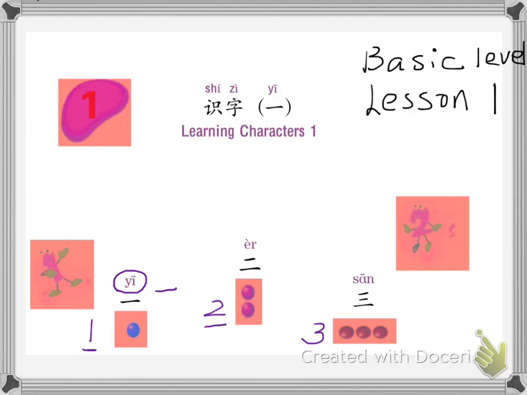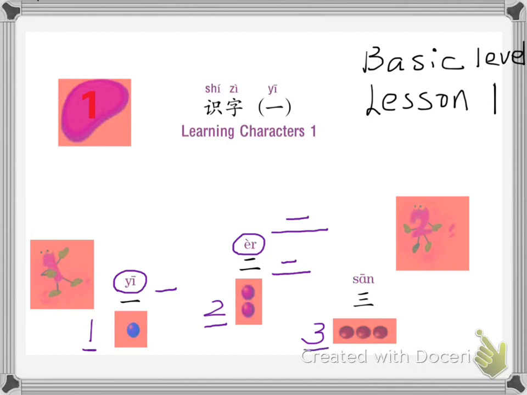This is number 2. The pronunciation is like this. R. The writing is like this. This is the first stroke and this is the second stroke. Just to remind you, the first stroke needs to be shorter and the second stroke needs to be longer.